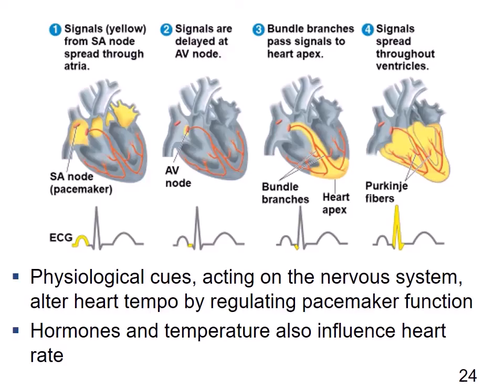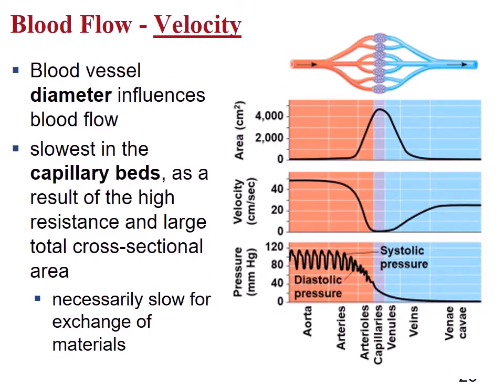Obviously, there's other cues that can alter your heart rate. Hormones and temperature and physiological stress can all alter the heart rate as well. So then blood flow velocity, you can think of velocity as like the rate of flow. So blood vessel diameter is going to influence blood flow.